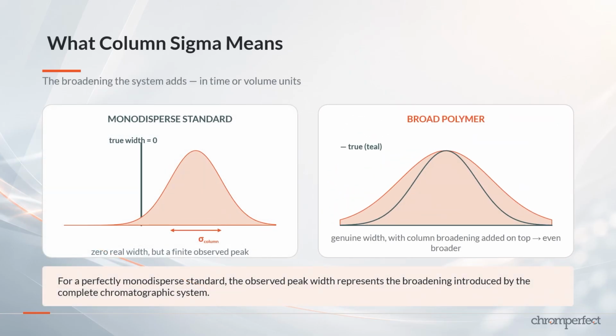In ChromPerfect, the column sigma value is expressed in time or volume units. A perfectly monodispersed standard has no genuine molecular weight distribution width. However, when it is chromatographed, it still produces a peak with finite width. Under the model, that observed peak width represents column broadening. A broad polymer has its own genuine distribution width, and the column broadening is superimposed upon it. The result is an observed chromatogram that exaggerates the breadth of the original molecular weight distribution.